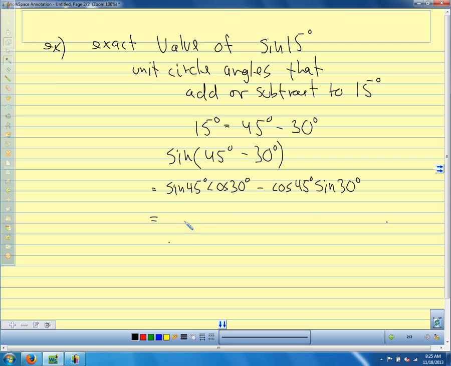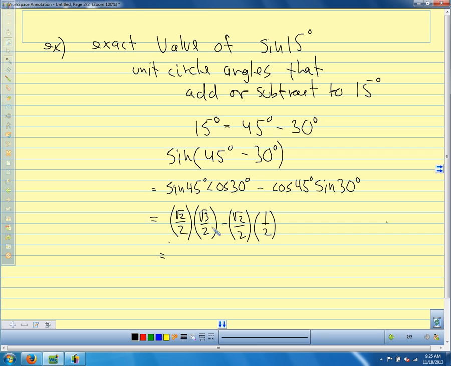Sine of 45 degrees is square root of 2 over 2. Cosine of 30 degrees is square root of 3 over 2, minus the cosine of 45, which is the same as the sine of 45, square root of 2 over 2. The sine of 30 degrees is 1/2.